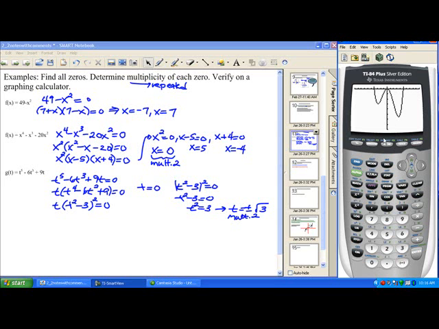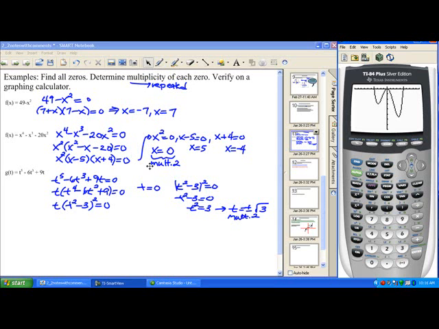So understand what we talked about. Algebraically, we found 3 distinct zeros. We found 0, 5, and negative 4. Well, notice that at 5 and negative 4, our graph crosses through the x-axis at those points. But at 0, which was a root of multiplicity 2, it does what? Yeah, it goes down. In other words, it just touches the x-axis and comes back down.